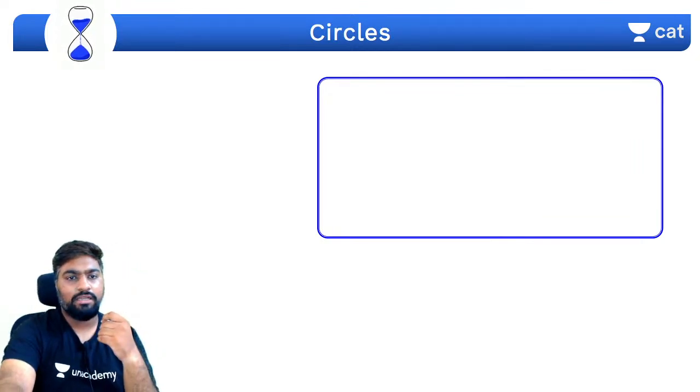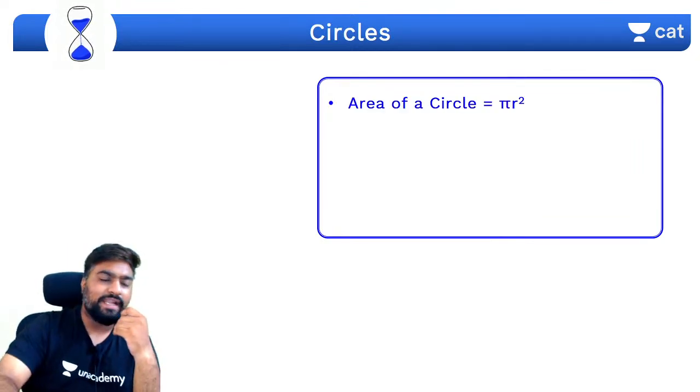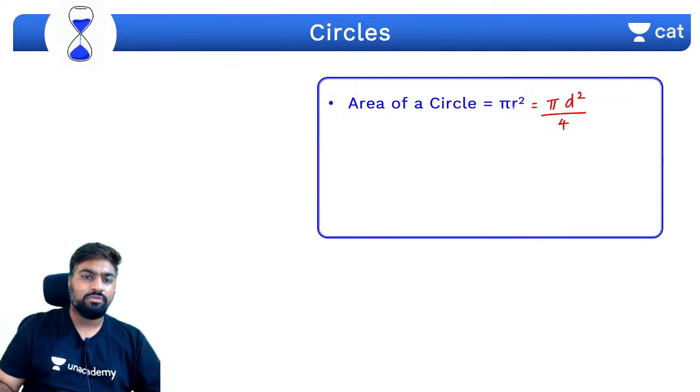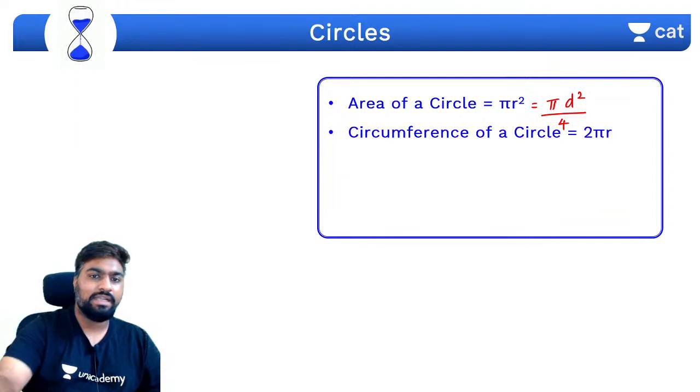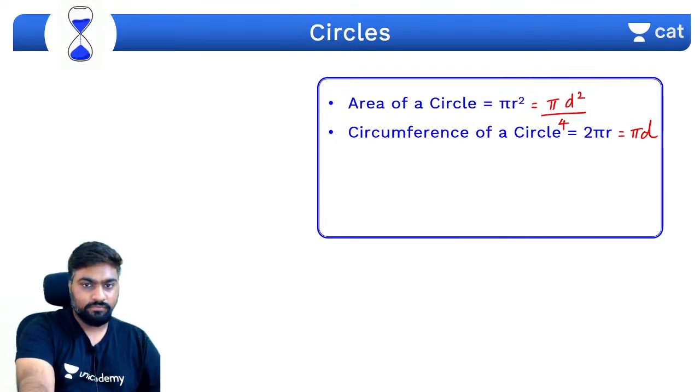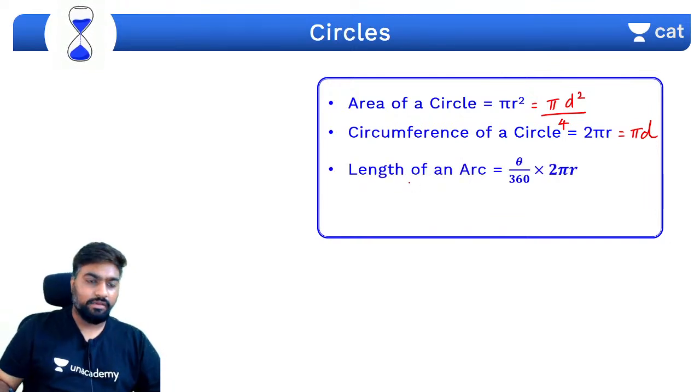In circles, we all know that area of a circle is pi times r square. You can also write this as pi times d square by 4, because radius is d by 2, so d by 2 whole square is d square by 4, where d is the diameter. Circumference is 2 times pi times r, which is pi times d, because 2 times r is d, correct? है ना? And then length of an arc.